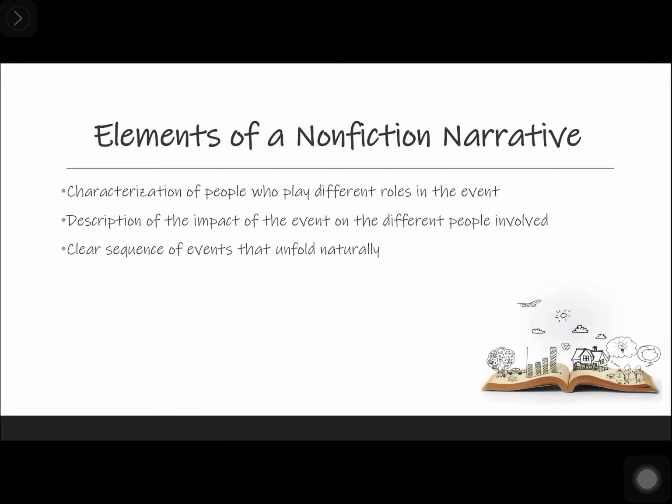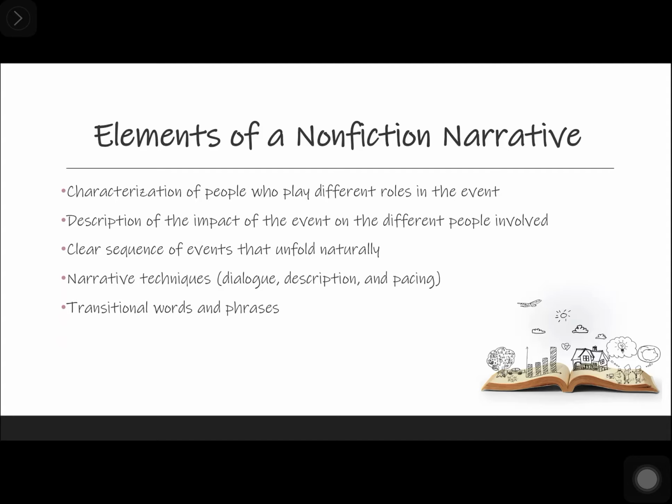A clear sequence of events that unfold naturally. That means that, of course, it's going to have first this, then this, then this, just like a normal story does. Narrative techniques such as dialogue, description, and pacing. People are going to talk to each other. There's going to be description. Sometimes the story might move fast. Sometimes it might move slow, depending.